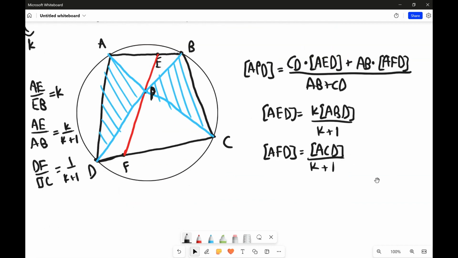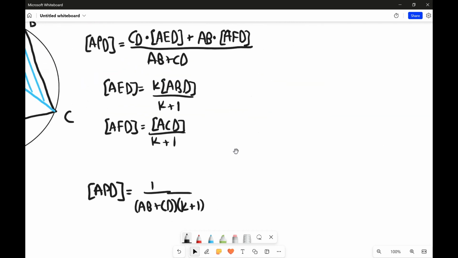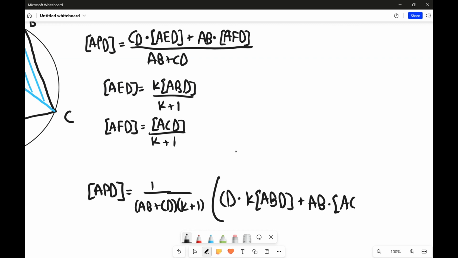And now plugging into this equation, we end up getting that the area of APD is equal to, getting rid of the factor of k plus 1 and factoring it out, 1 over AB plus CD times k plus 1 times this huge expression here: CD times k times the area of ABD plus AB times the area of ACD.